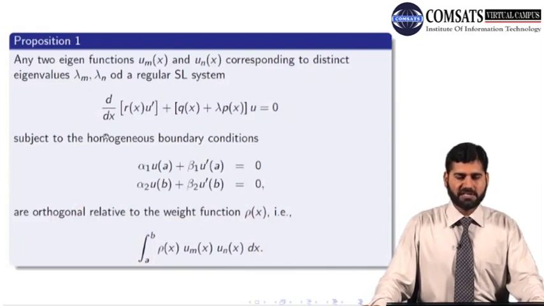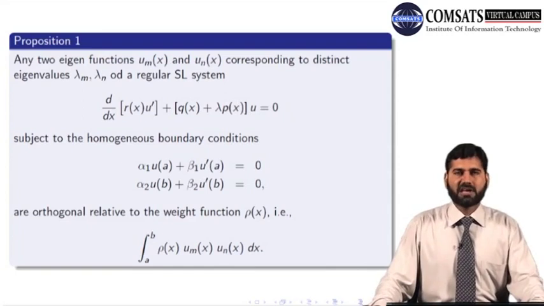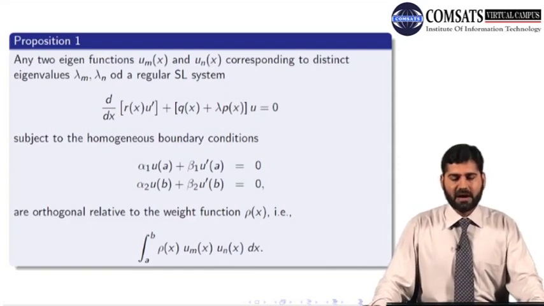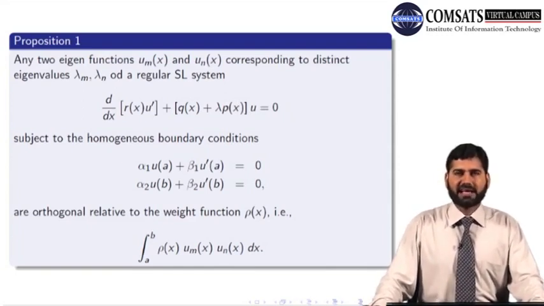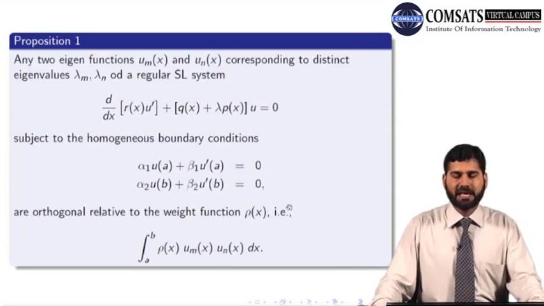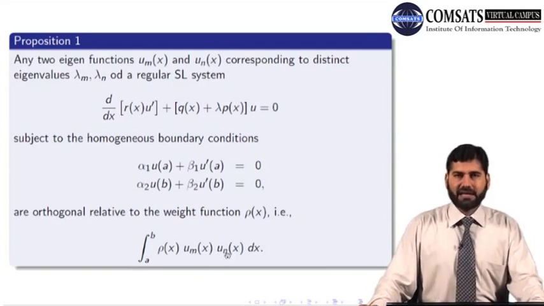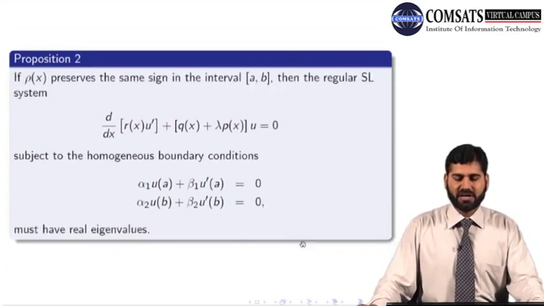Let's move on to some propositions now. Proposition 1 is: any two eigenfunctions um x and un x corresponding to distinct eigenvalues lambda m and lambda n of a regular SL system, subject to the homogeneous boundary conditions given by this, are orthogonal with respect to the weight function rho x. That is, for um and un, the integration of the product of um and un with this rho x will give you 0.